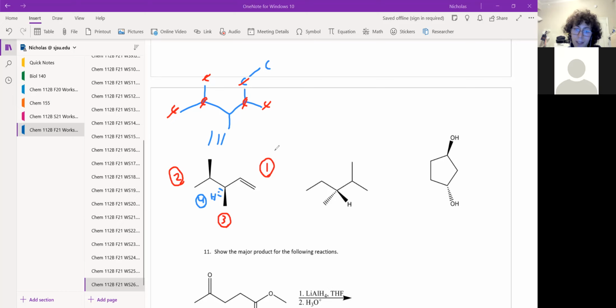Okay, and then going from 1 to 2 to 3, it looks like this. So what's the stereochemistry? S, yeah. And no flip because the hydrogen is on a dash.